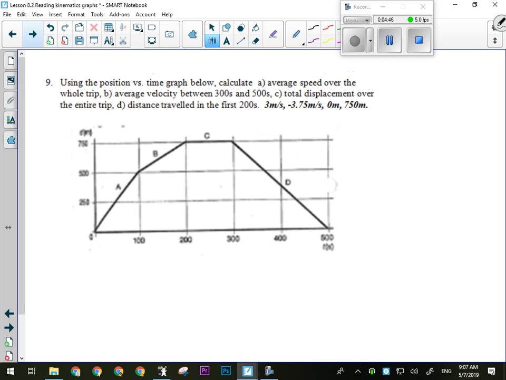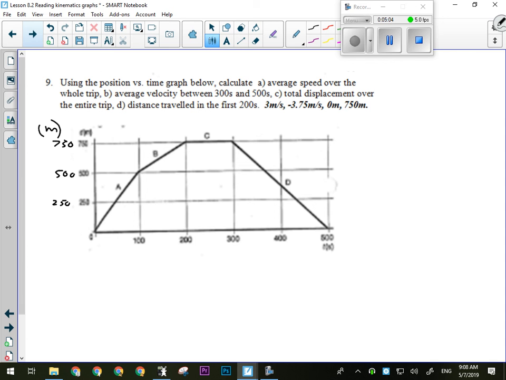I would like you guys to try this one. This is back to position versus time. I know it's not very clear, so I'm going to rewrite the numbers here. This is 250, this is 500, this is 750, and it is in meters.